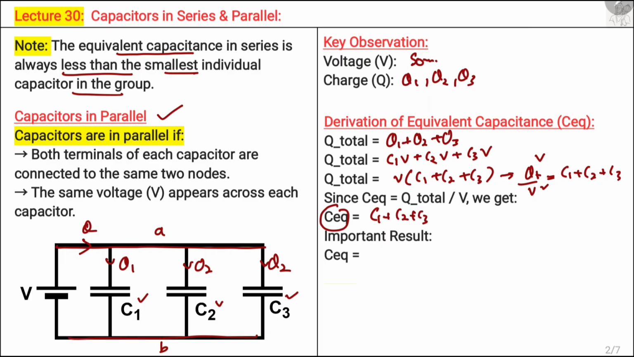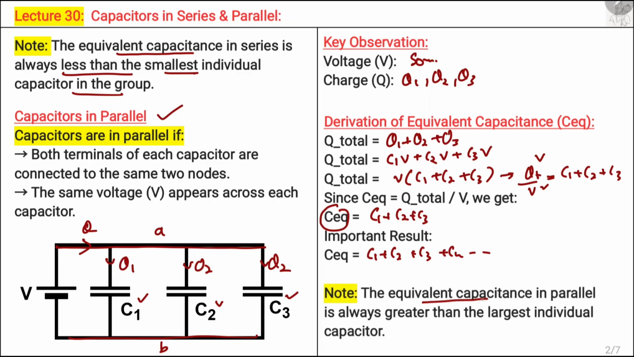Therefore, the general formula for equivalent capacitance in parallel becomes C1 plus C2 plus C3, and so on up to all the capacitances connected in parallel. The equivalent capacitance in parallel will be greater than the largest of the individual capacitors.